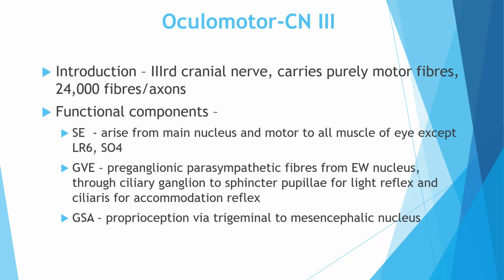What are the functional components of oculomotor nerve? It is mainly motor, so it has somatic efferent fibers. They arise from the main nucleus and supply all the extraocular muscles except lateral rectus and superior oblique, which can be remembered as LR6SO4. It also has the general visceral efferent fibers, which are nothing but preganglionic parasympathetic fibers arising from Edinger-Westphal nucleus, which is dorsal to the main nucleus of oculomotor nerve.